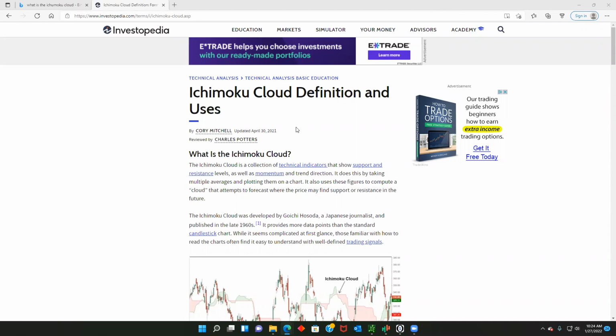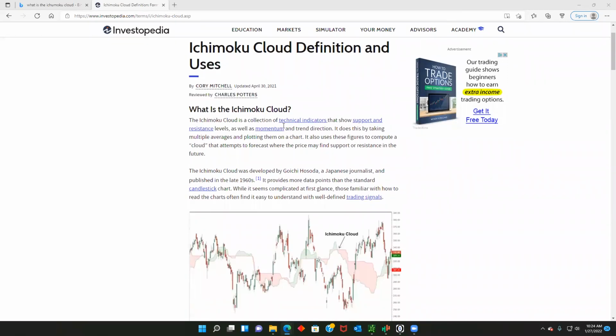It's not fun. Anyway, the cloud is a collection of technical indicators that show support and resistance levels, as well as momentum and trend direction. It does this by taking a whole bunch of multiple averages and plotting them on the chart, and it also uses figures to compute a cloud that attempts to, big word here, forecast where the price may find support or resistance in the future.